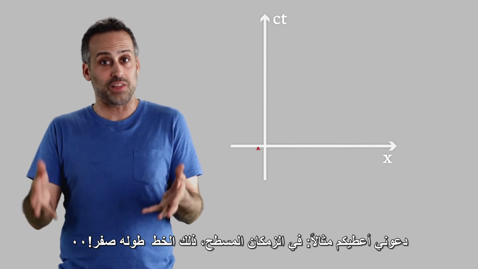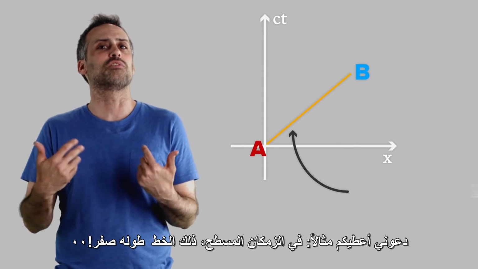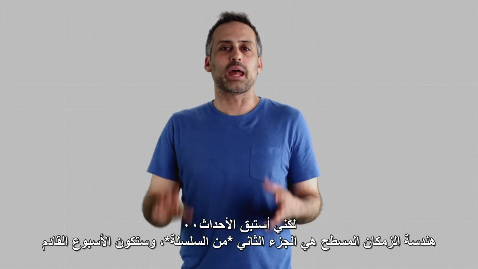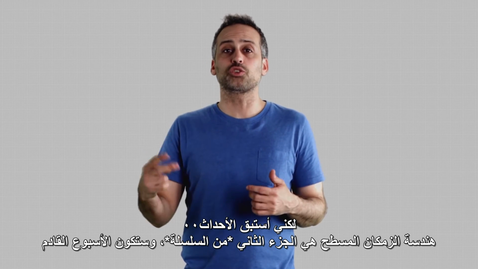Let me give you an example. In flat spacetime, that line has a length of 0, and these 2 lines are perpendicular. You see what I'm talking about? It's weird. But I'm getting ahead of myself. Flat spacetime geometry is part 2, which is next week.